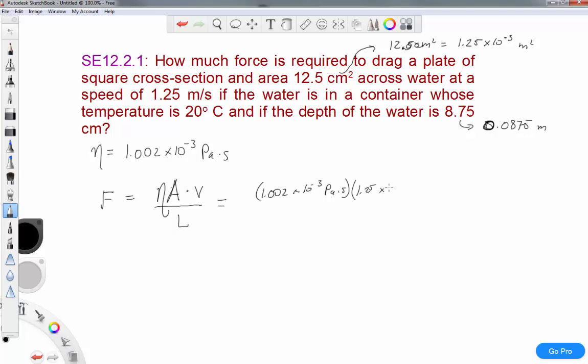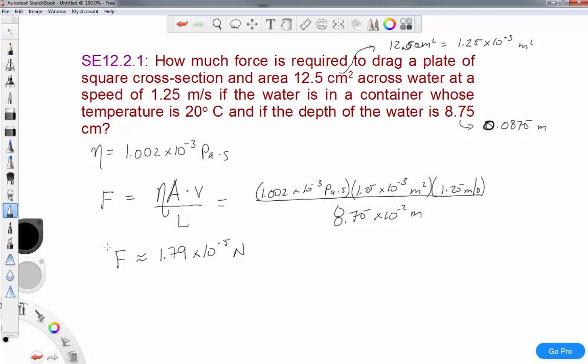So we have basically 1.002 times 10 to the minus 3 Pascal seconds times 1.25 times 10 to the minus 3 meters squared times 1.25 meters per second divided by 8.75 times 10 to the minus 2 meters. So if you do all of that, what you'll end up getting is that you'll find that the force is approximately 1.789, so maybe 1.79 if we keep 3 significant figures, times 10 to the minus 5 newtons.